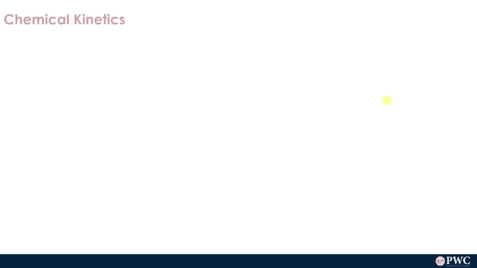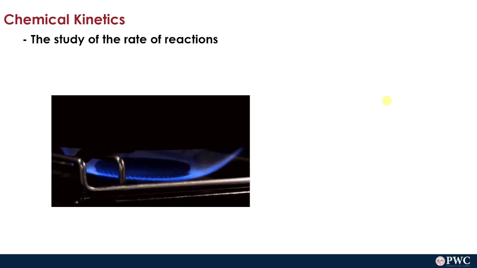Let's discuss chemical kinetics. Chemical kinetics is the study of the rate or the speed of reactions. Some reactions are fast, for example, the combustion reactions. For example, the combustion of butane, that's C4H10. Again, this is a reaction with oxygen, and as you know, this reaction will happen very fast.